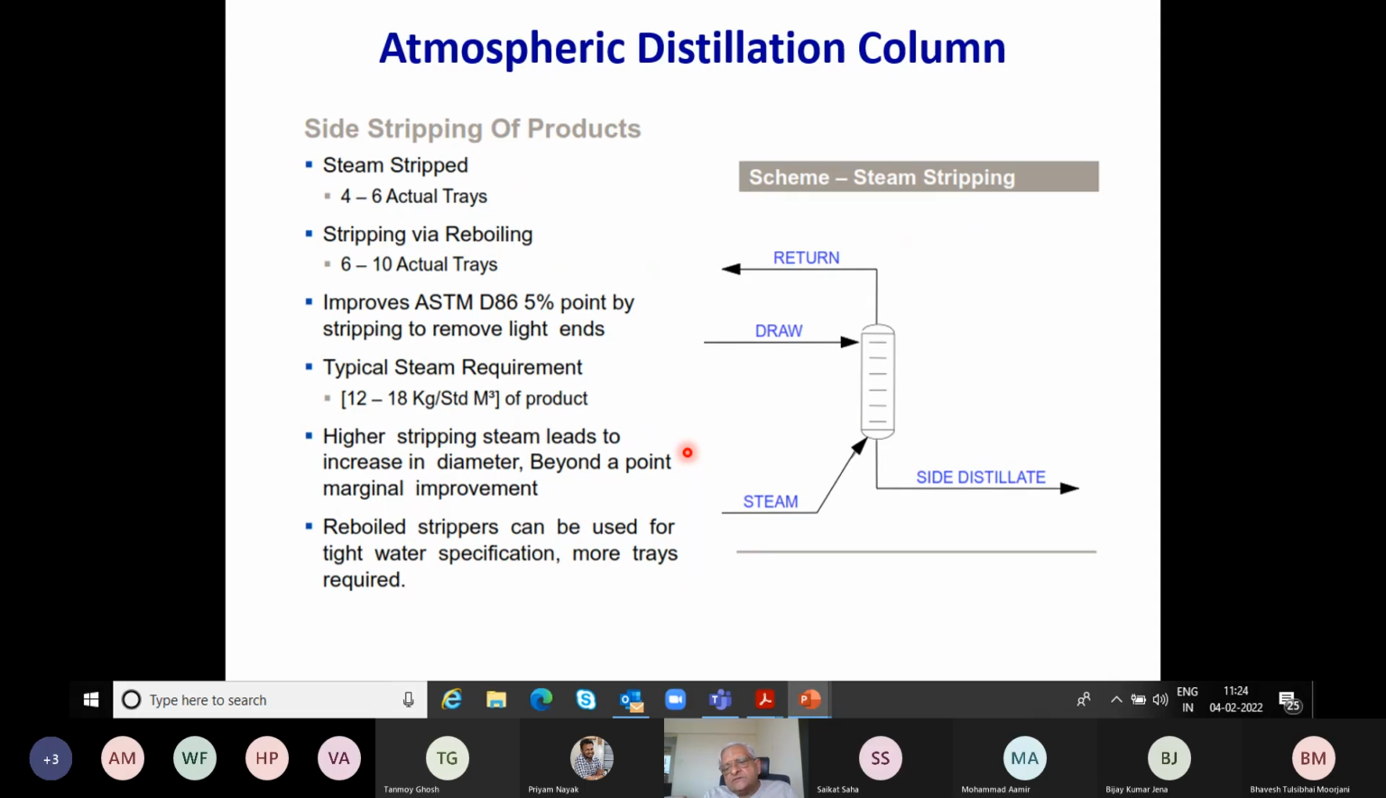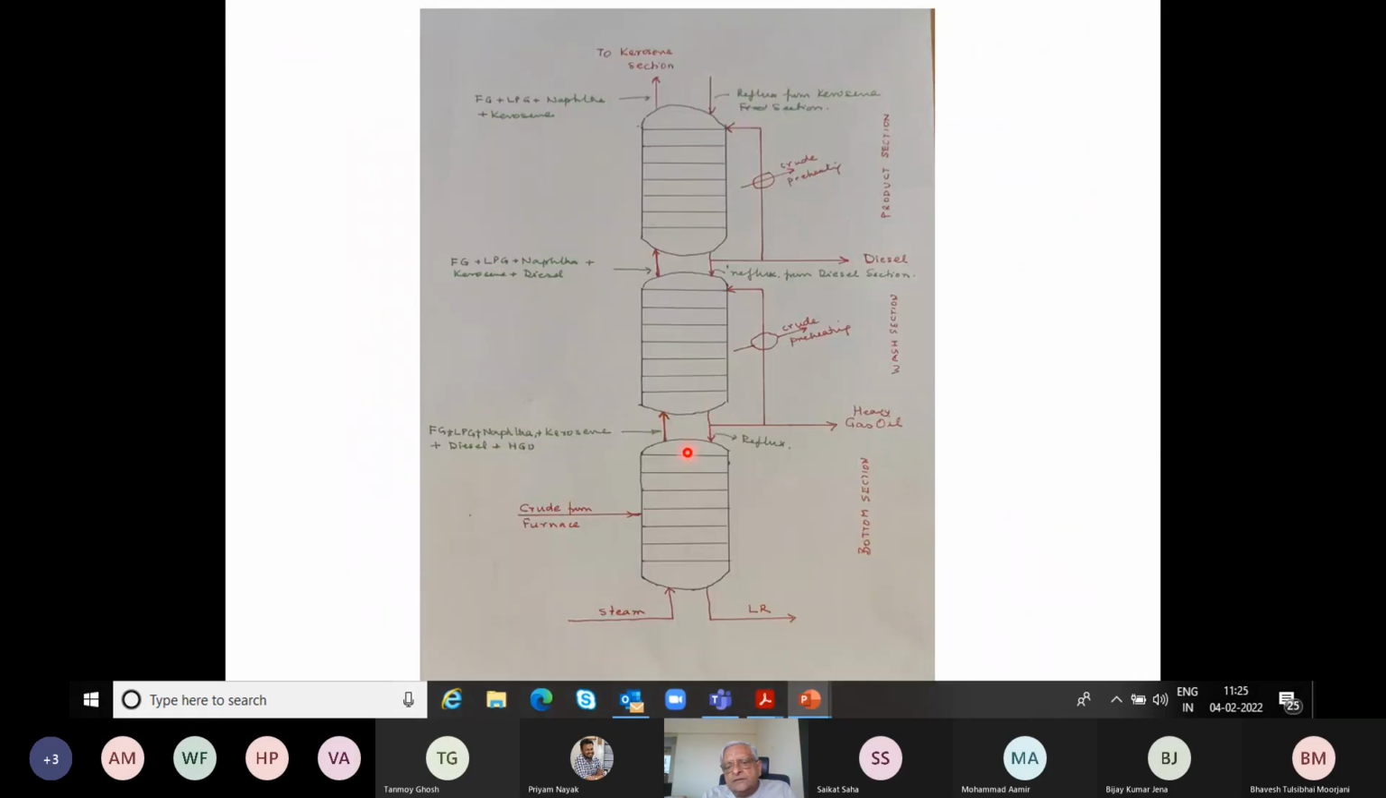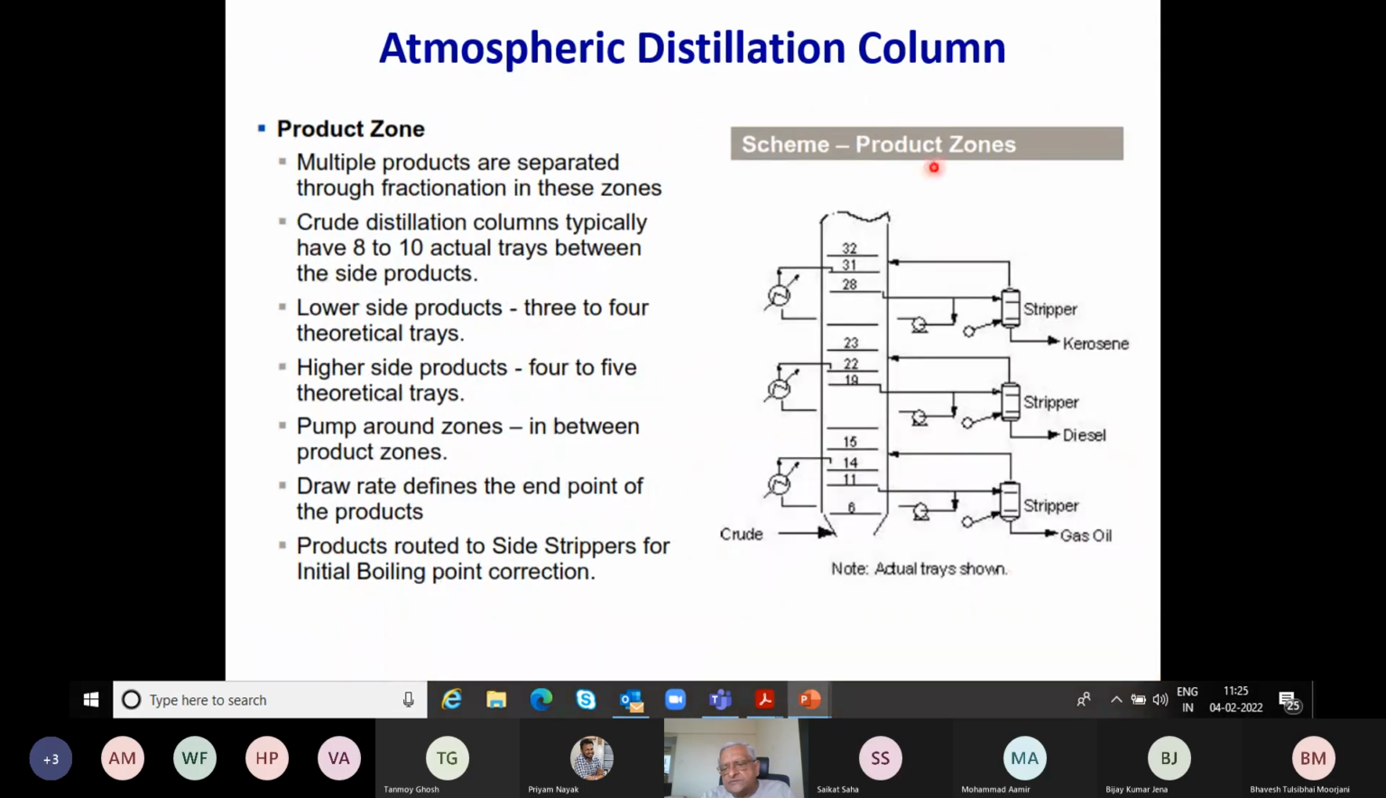So going from there, this is where we stopped last time. This is a more detailed discussion on the strippers. If you recall, the products were withdrawn, and they entered these strippers.